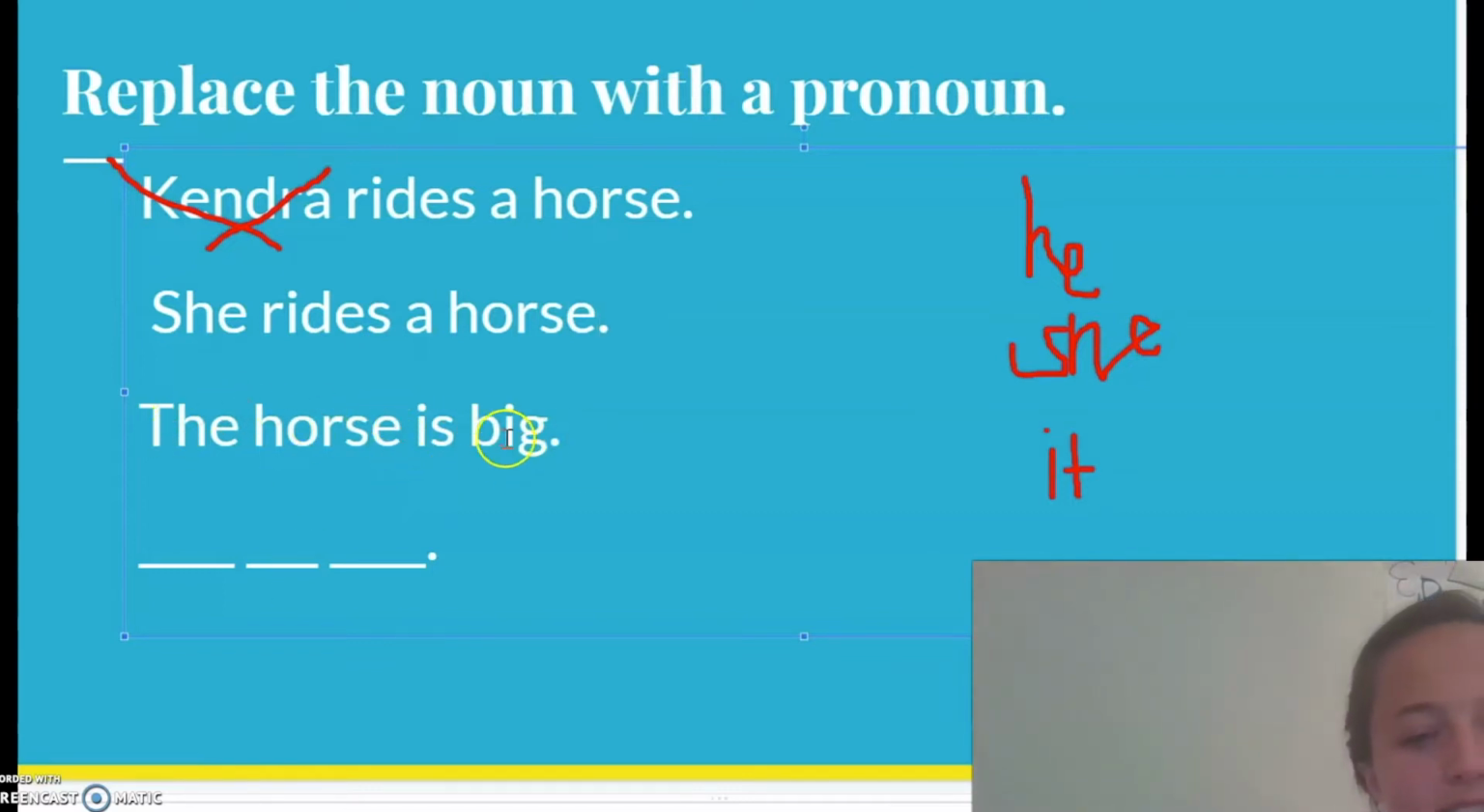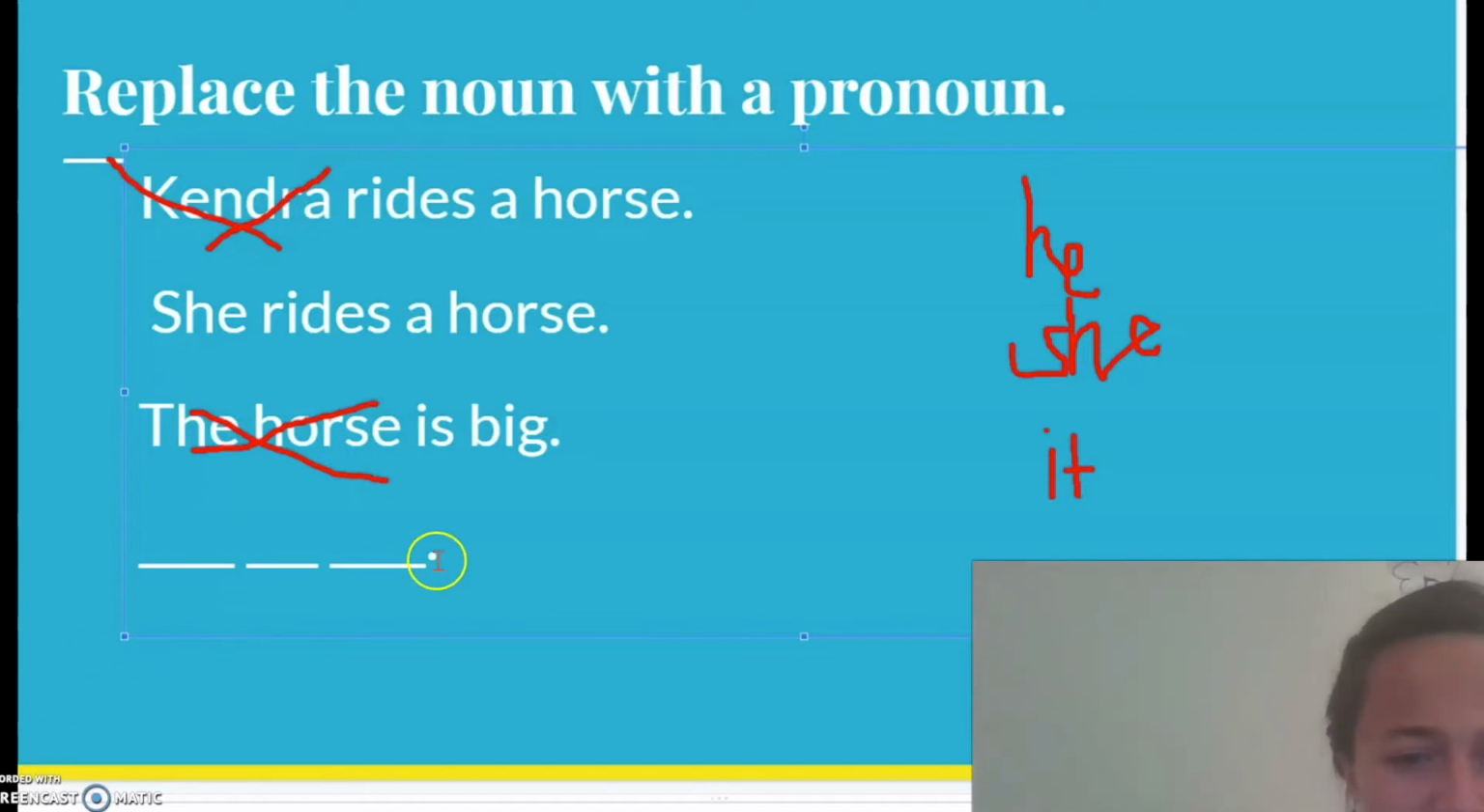The horse is big. I want you to take out the horse. Which pronoun could you use here? He, she, or it? Is big. This one's a little bit trickier because you maybe want to say he is big if the horse is a boy, or maybe she is big if the horse is a girl. But does it say the girl horse or the boy horse? No, it just says the horse.